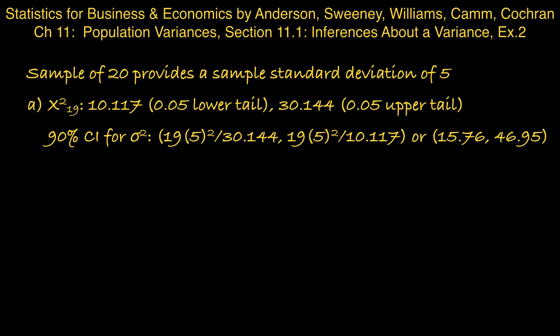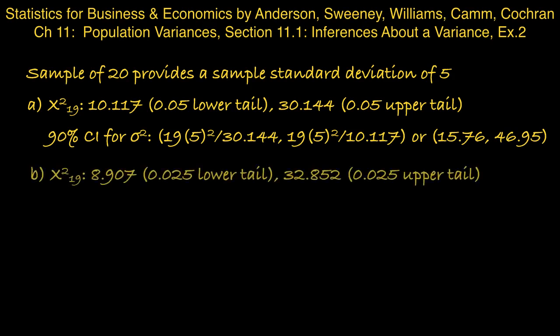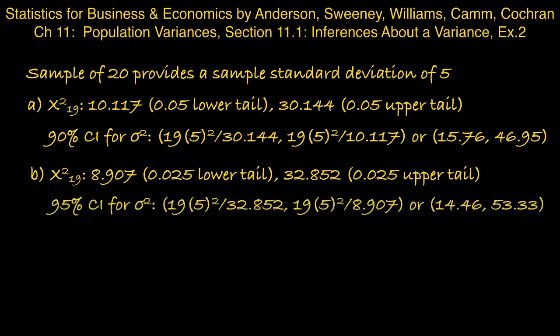Part B, compute the 95% confidence interval estimate of the population variance. The only difference here is that we'll use the 2.5th percentile and the 97.5th percentile of the chi-squared distribution, and then the effect on the interval is to widen it to a lower bound of 14.46 and an upper bound of 53.33. And part C, compute the 95% confidence interval estimate of the population standard deviation.